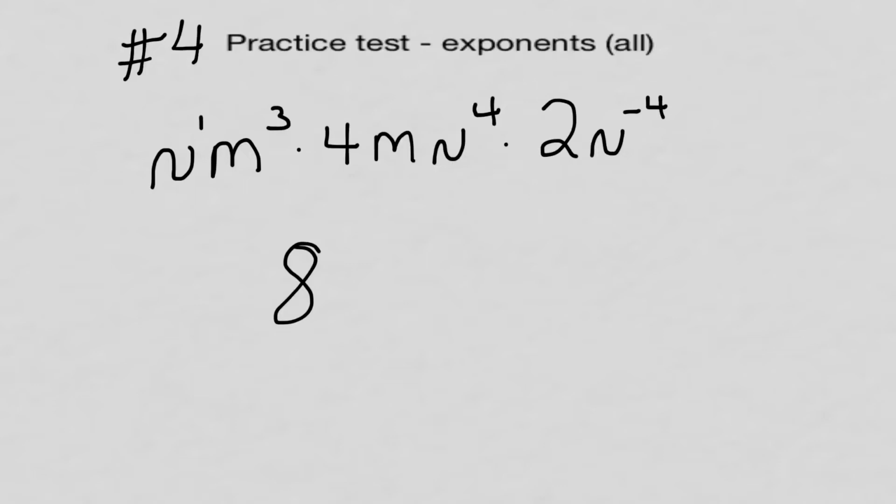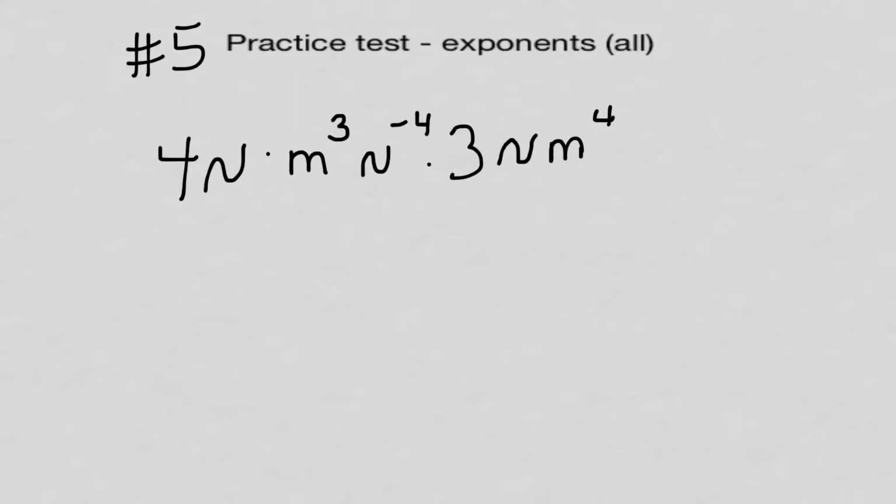Add the negative 4, and I just get an n, a single n. You can write it like that, or you can write it n to the 1st. I don't really care. Now let's do the m's. M to the 3rd, and then there's an m over here. So add those together. Again, that's m to the first. That's going to give you m to the fourth. That's it.